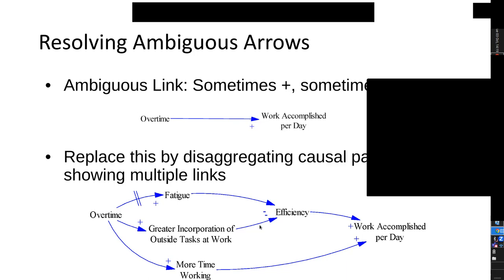You notice that all other things being equal is relevant here because it means basically we can put aside this pathway. We don't have to worry that this is changing at the same time. We just say, if this goes up, does this go down or up compared to the value it otherwise would have had, all other things being equal. And this positive, if efficiency goes up, does work accomplished per day go up or down compared to the value it otherwise would have had? Up. Yeah, good.